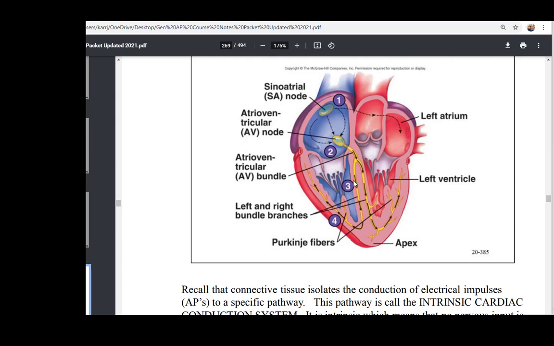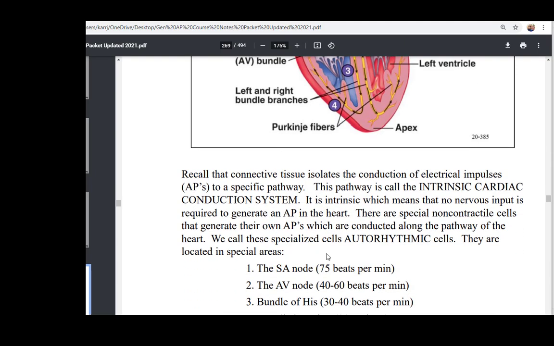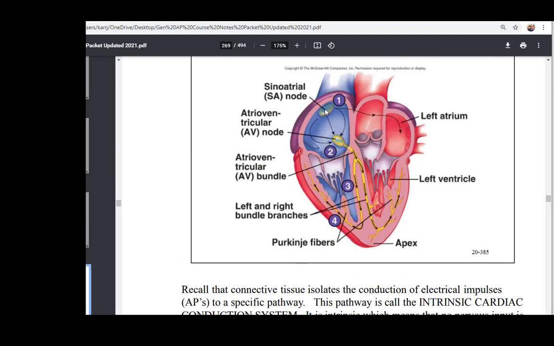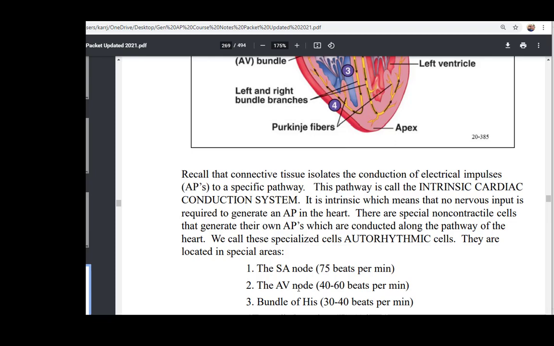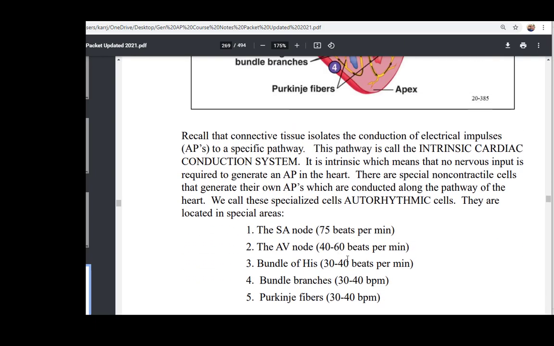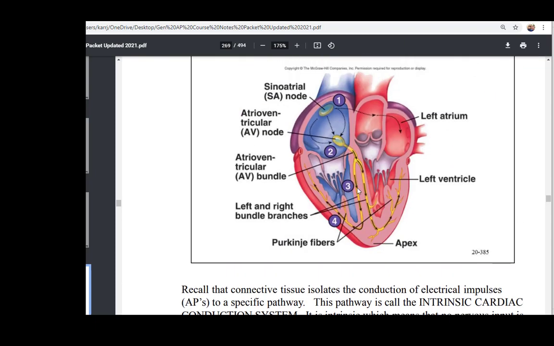pathway. So what happens then if the SA node is damaged by cardiovascular disease? It no longer generates an action potential because these cells were damaged. Well, then the AV node will take over and the heart will beat at a slower rate, at 40 to 60 beats per minute. What would happen if both of these were damaged? Well, then the ventricles would beat at an even lower rate, 30 to 40 beats per minute, because that's as fast as these cells can generate an action potential to stimulate the ventricles to contract.